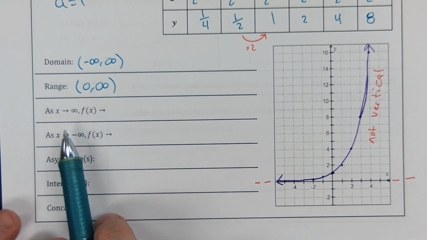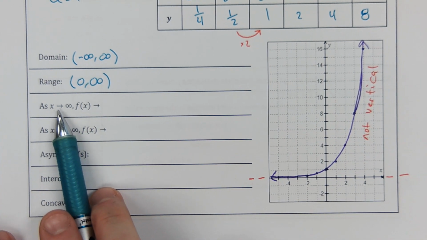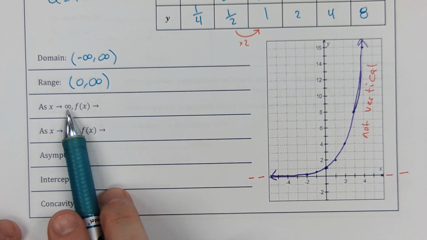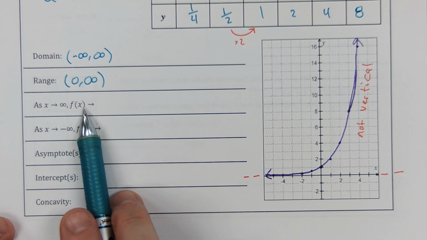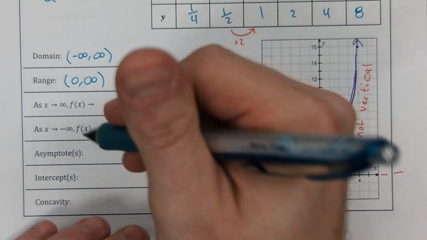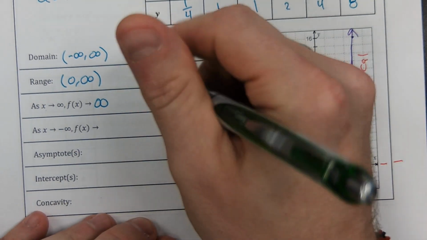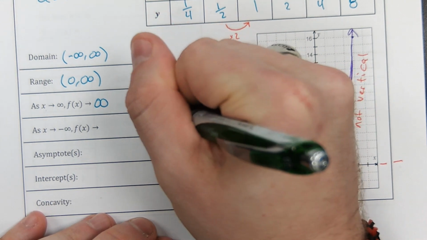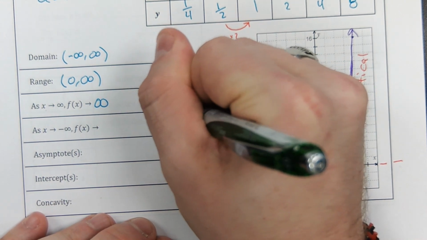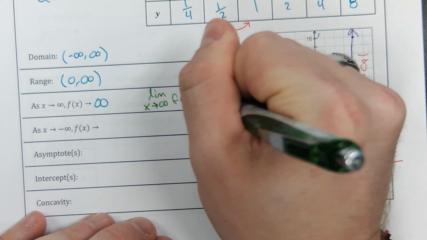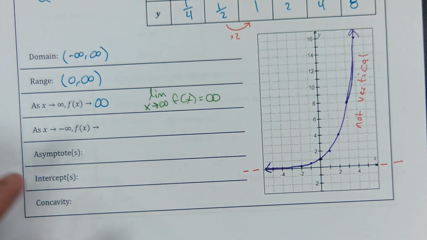As x heads towards positive infinity, that means as x goes to the right, what is my y value approaching? Infinity, because it's going up. But this is not AP language. Let's write it in AP language. The limit as x approaches infinity of f of x equals infinity. That's better.